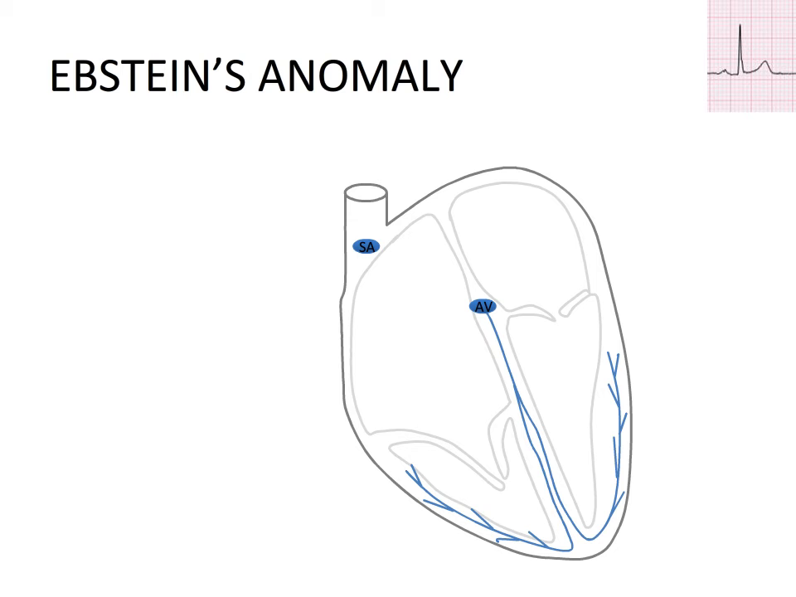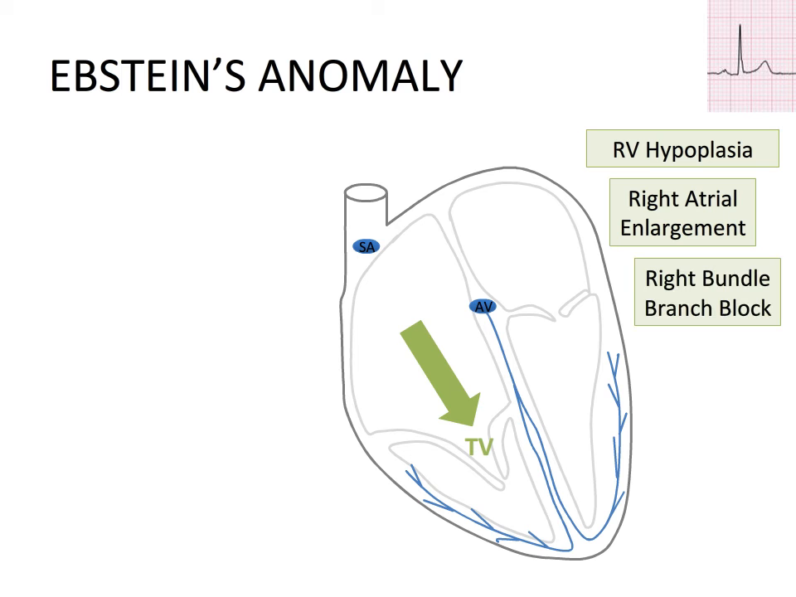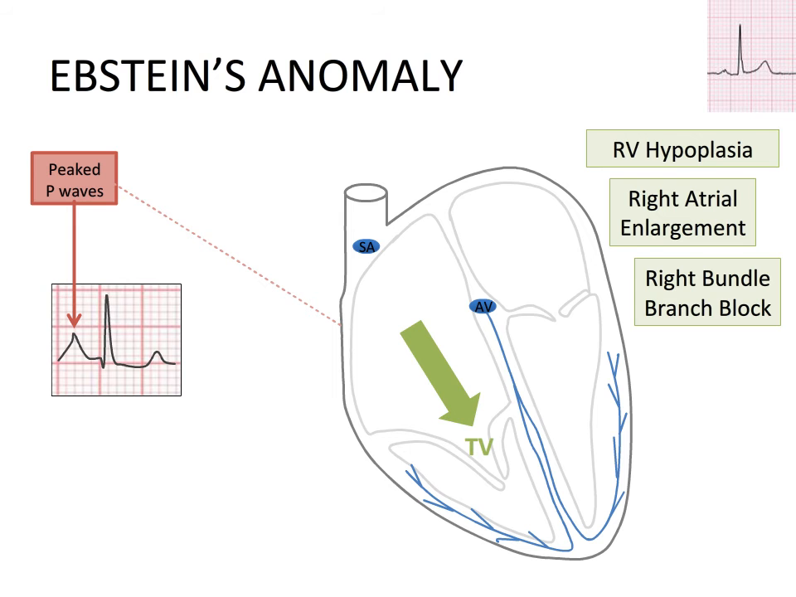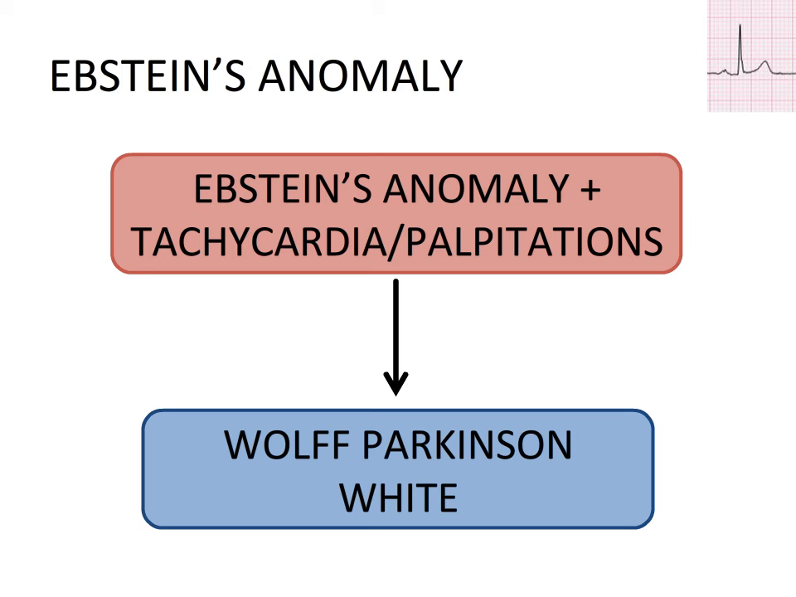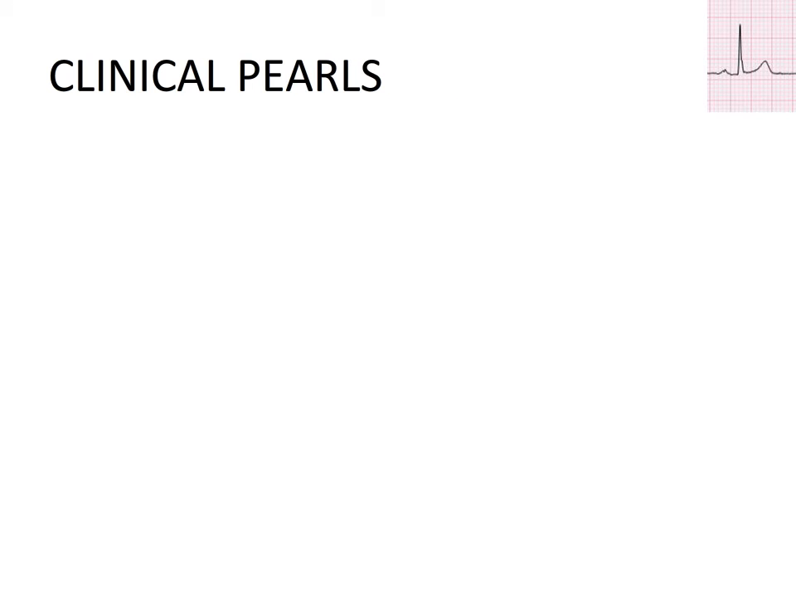Let's think about the anatomy in Ebstein's anomaly. The tricuspid valve is displaced into the right ventricle cavity and there is functional right ventricular hypoplasia. Because of this, you can also see right atrial enlargement and right bundle branch block on the EKG. The right atrial enlargement is usually seen as peaked P waves in leads 2 and V1. Here you can see how the P waves in the right atrial enlargement compare to normal P waves. The key point here is that in patients with known Ebstein's anomaly, look for pre-excitation because 20% of these patients will have WPW.